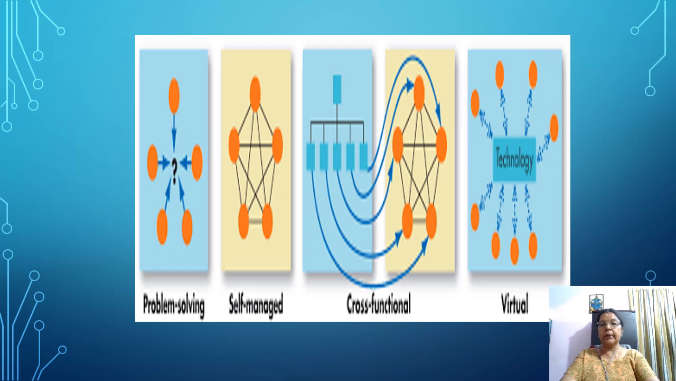So this is the diagrammatic representation of teams. Problem solving, you can see all the team members coming together to solve a particular problem. So self-managed teams are the leaderless teams you find in organizations today, where the teams manage everything. They don't have a supervisor or a team leader. The team members only manage everything. They achieve their goals, they overcome their problems, they get their resources, they carry out their work. Everything is managed by the team members themselves.